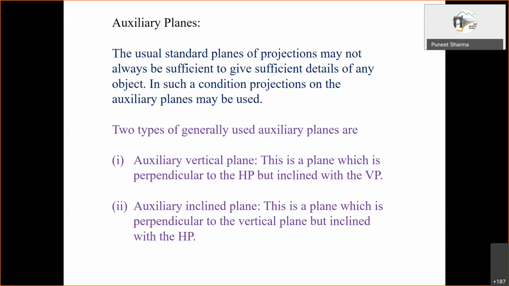And of course, for the vertical plane we also have the auxiliary vertical plane, the same name attached here, but we cannot have an auxiliary horizontal plane because horizontal is a single unique direction. That is why a plane perpendicular to the vertical plane and inclined with the horizontal plane we are calling an auxiliary inclined plane. Now let us have a look at the next slide.